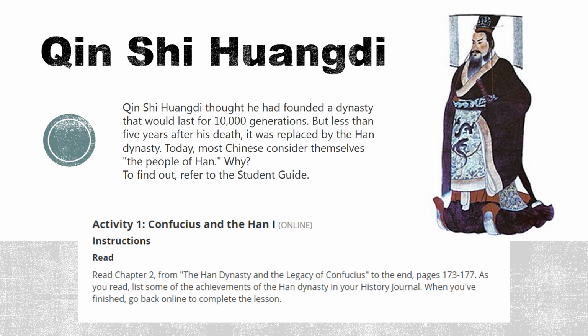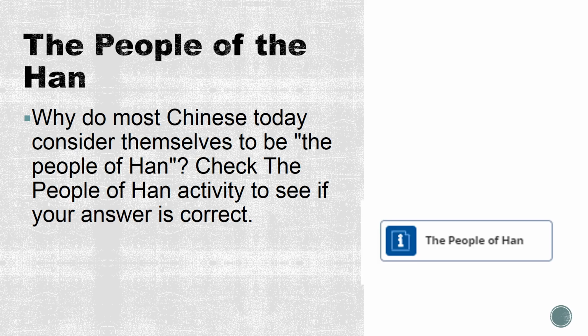And so when we look at the student guide, our next activity is to read. So make sure that you read chapter 2 from the Han Dynasty and the legacy of Confucius to the end. So you'll be reading pages 173 to 177. Make sure you read that and take notes. Make sure that you list the achievements of the Han Dynasty as you are reading in your notes guide. And then when you're finished, you will come to class and we will take a look at some of the information that you read about.